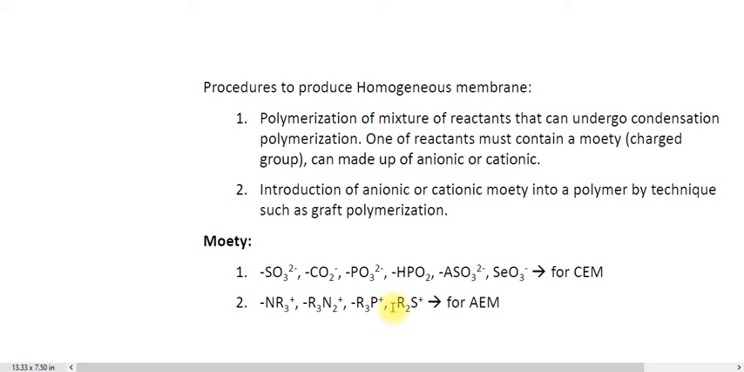In this method, first you create just a porous film, then you use the grafting method or grafting polymerization to react the different ionic groups onto the surface of the pores as well as the surface of the film. Then all the surface of that film will have the different types of ions. So these two are the methods to create the homogeneous ion exchange membranes.